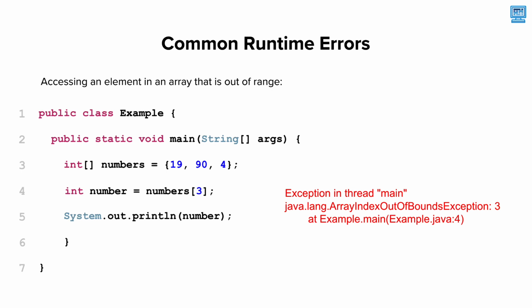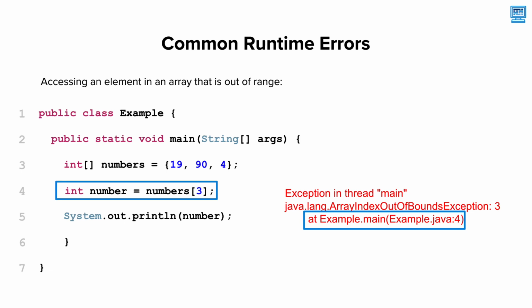Let's take a closer look at this message as well. We see that it's telling us we have an array index out of bounds exception, and that the specific index is index 3. Again, it tells us in what file, what method, and on what line it's happening. So if we go to line 4, we see that that is where we're trying to access a 3rd index.